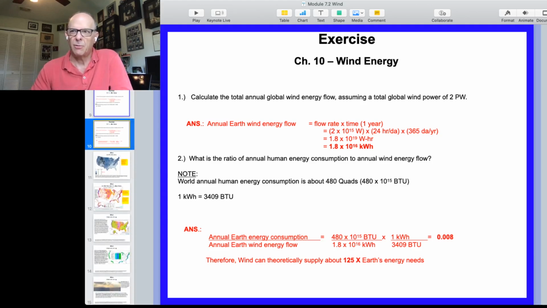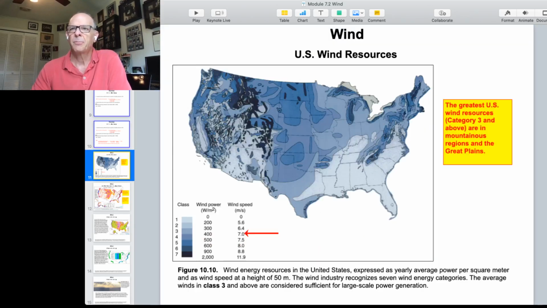Wind by itself, forget about sunlight, forget about hydropower, any of that other stuff. Wind by itself, if we could harness 1% of wind energy, that by itself would be enough to provide all human energy needs. I have to go through transforming it into the right forms. So that's not a practical solution, but it shows that it's an abundant resource.